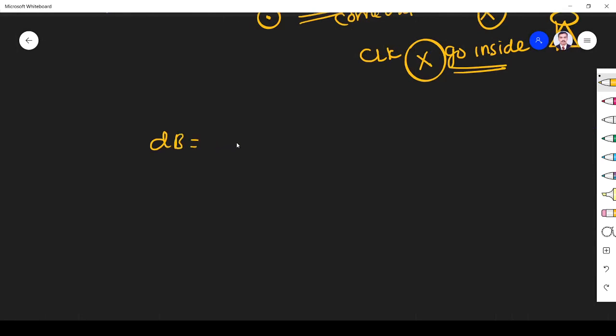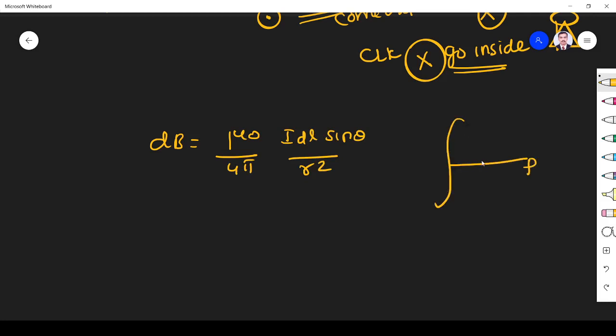So next thing we have to bother about is dB, the magnitude. We take just the magnitude for proving some point: mu naught by 4 pi, I dl sine theta by r square. Suppose we take this is theta. This is point P, this is theta, this is I dl. The field is located here.